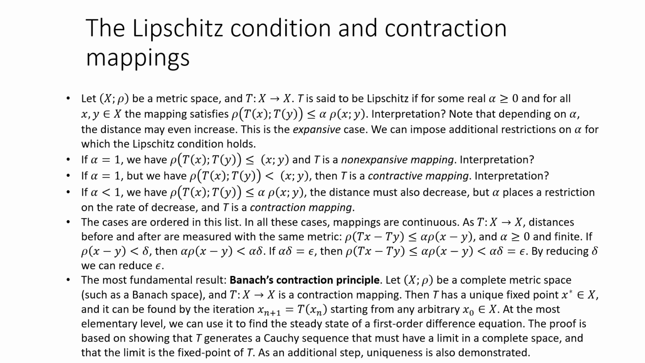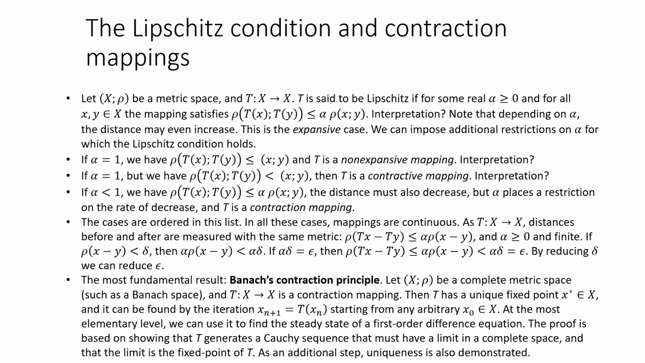Before going on, we need additional definitions. We have a metric space, so a space and a metric on this space. We have a mapping on this space, and the mapping is said to be Lipschitz if for some non-negative alpha this inequality holds. What does it mean? It's easy to realize that this condition, the Lipschitz condition, is very loose.